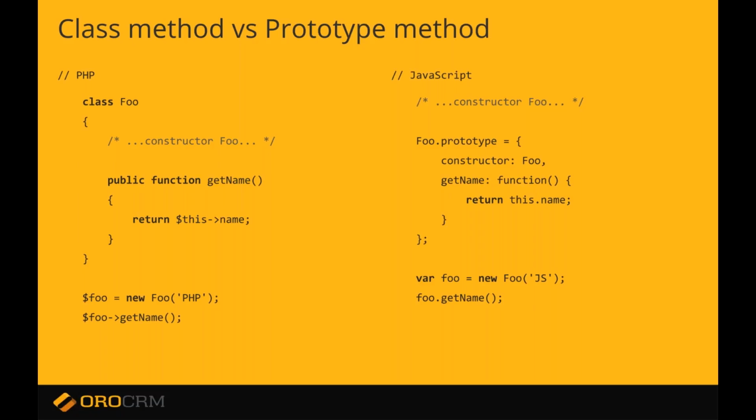So it returns the name that is stored in the constructor. And after that, we can use it pretty much the same as in PHP. So we create an instance and invoke the method getName, and it will return the name that we passed to the constructor. Okay, let's go further.